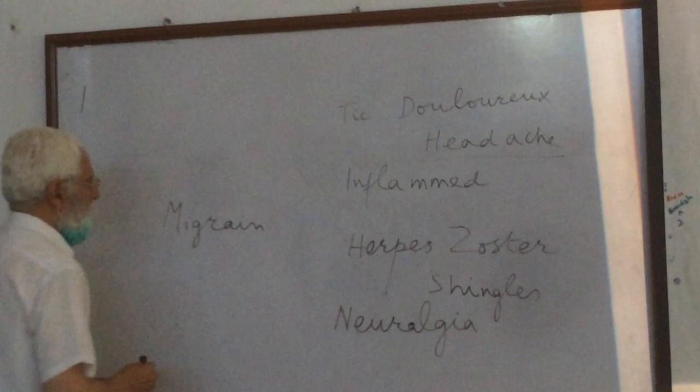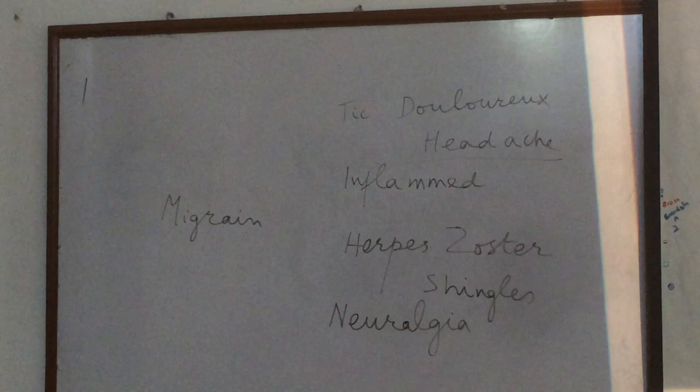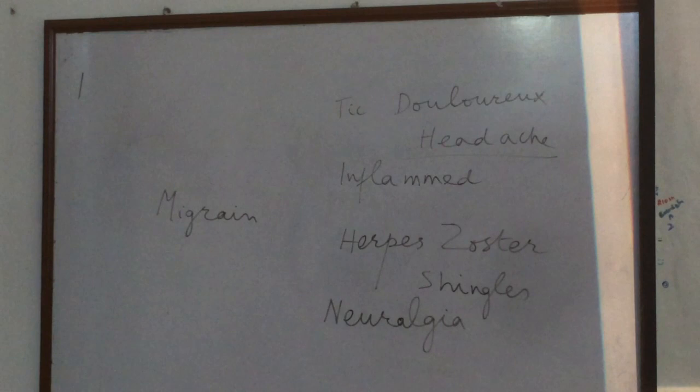The other intracranial cause of headache is migraine. It is an important cause of headache. Migraine is common in females who are tense, sensitive type of personalities. This is thought to be a headache due to involvement of the arteries in the brain. So it is more common in females who are sensitive, tense, emotional type of personalities.